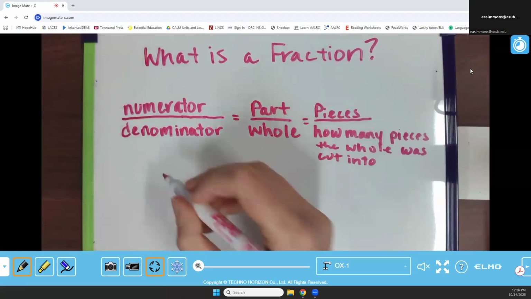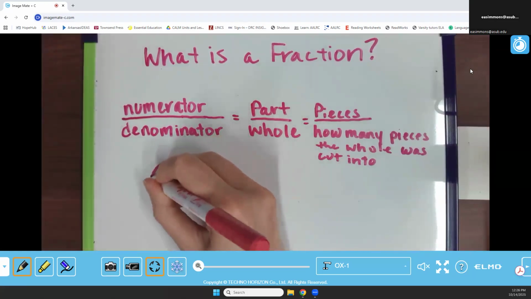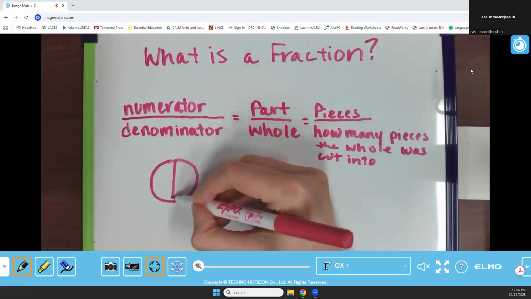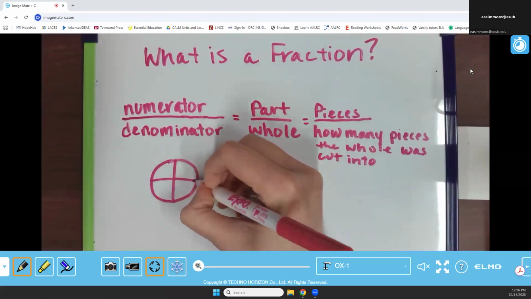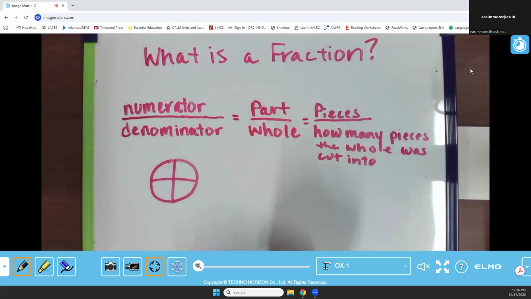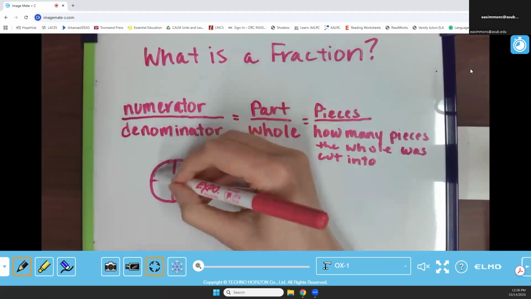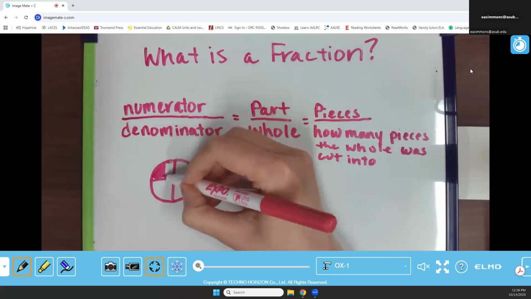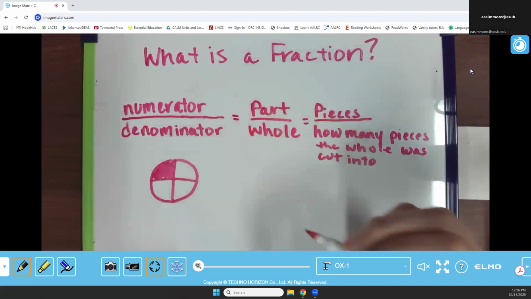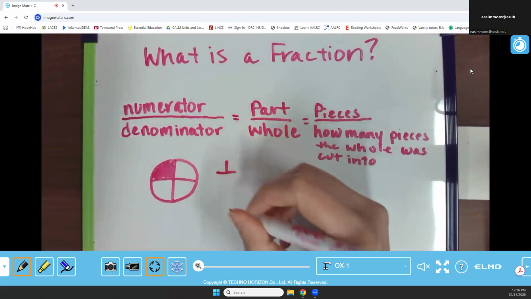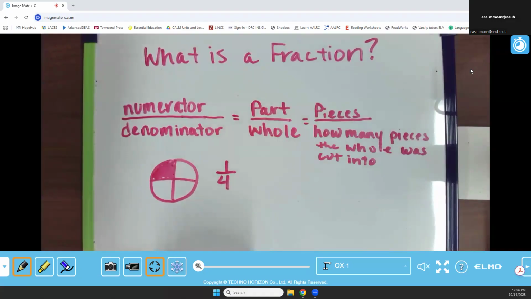What that looks like is, I like to talk about pizza when I talk about fractions. So I might have a pizza and it's cut into 4 pieces. After the pizza party or after dinner, I've eaten some pizza and I only have 1 piece of pizza left. So I have 1 piece of pizza that was cut into 4 pieces, or I have 1/4 of my pizza left.